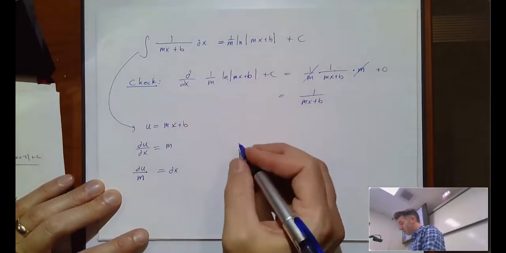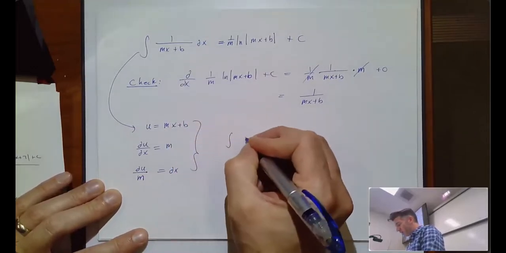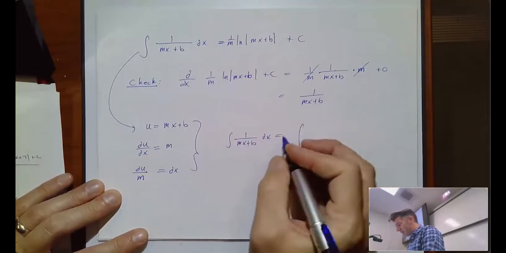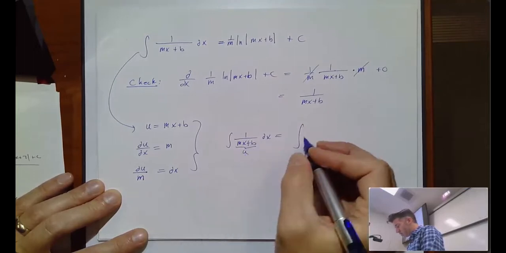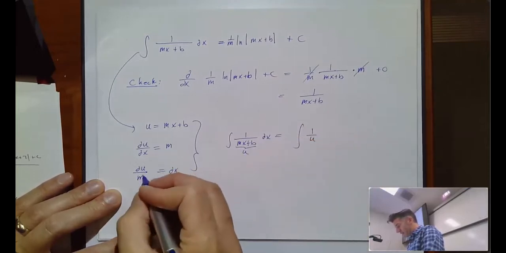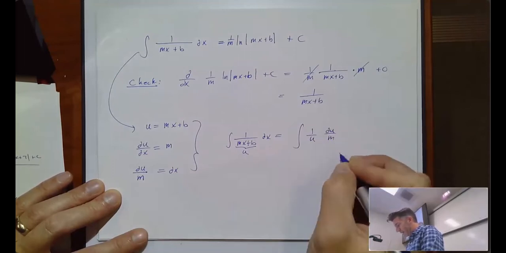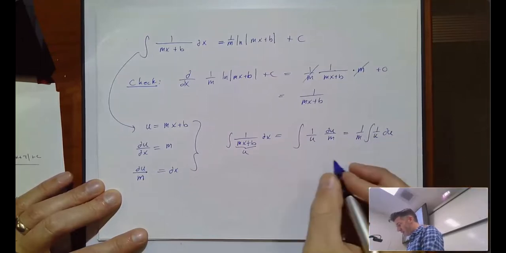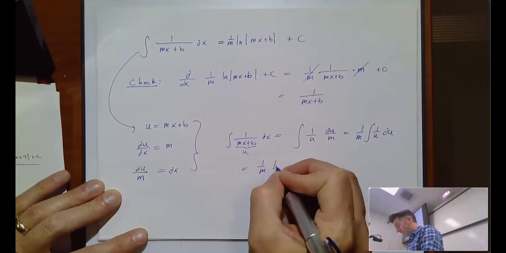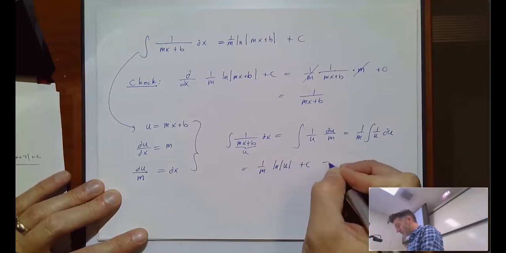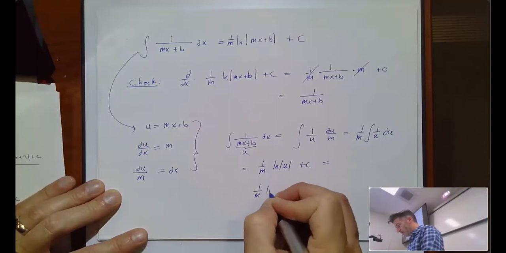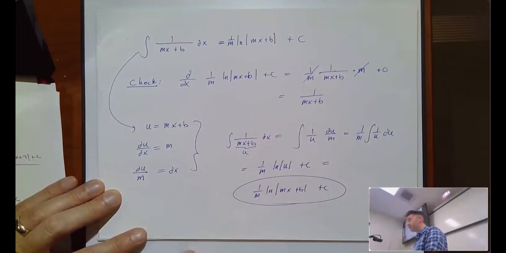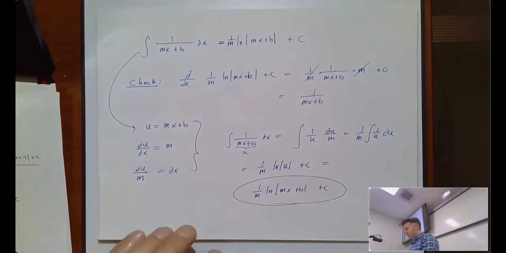And so then when I rewrite my integral, the integral of 1 over mx plus b dx is equal to the integral of, well, that's my u, and dx is du over m. I can pull the constant out in front and say I've got 1 over m integral of 1 over u du, and that's exactly 1 over m times the natural log of the absolute value of u plus c, which is exactly 1 over m natural log of the absolute value of mx plus b plus c. So it totally works.